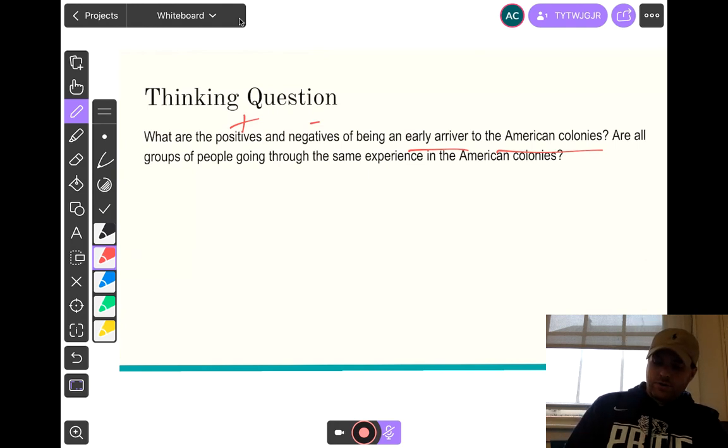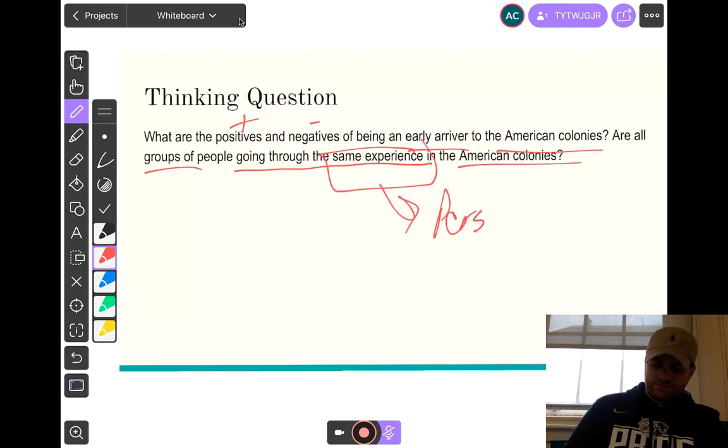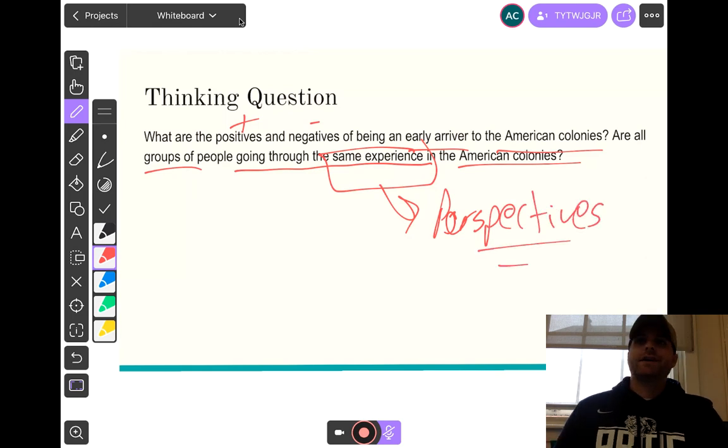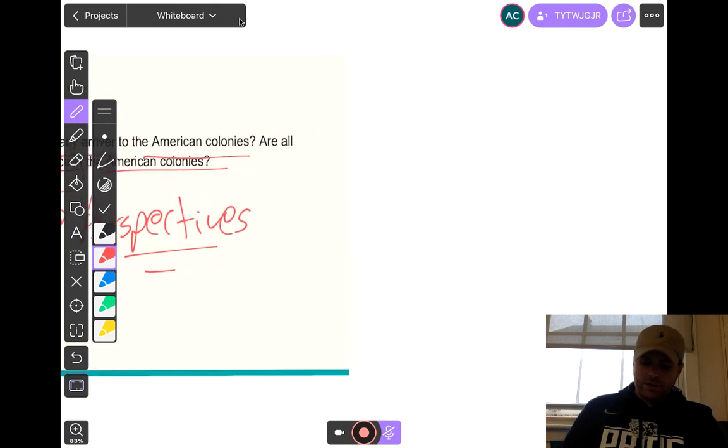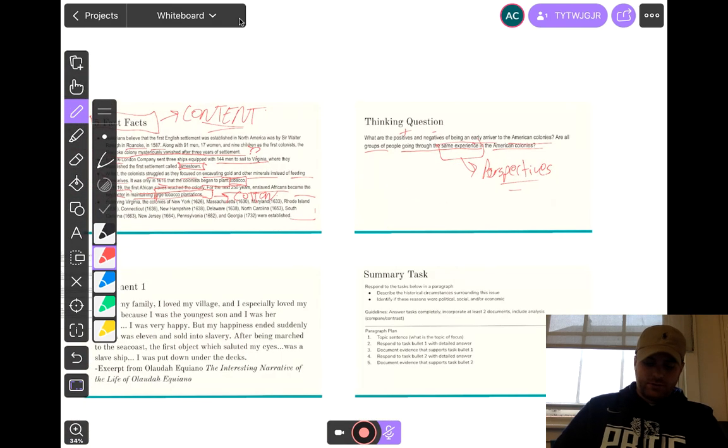Also, I want you to think about, are all groups going through the same experience in the American colonies? So think about perspectives. Are all individuals experiencing the same American colonial endeavor? So on your document, once again, you have the opportunity to answer this question.